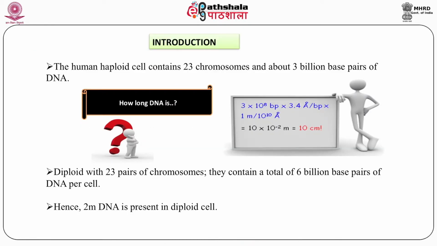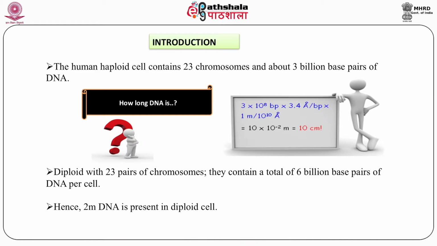The human haploid cell contains 23 chromosomes and approximately 3 billion base pairs of DNA are present in it. As the majority of human cells, except female ova and male sperms, are diploid with 23 pairs of chromosomes, they contain a total of 6 billion base pairs of DNA per cell. Due to this high number of DNA base pairs, and as the rise per base pair is around 0.34 nanometer, each diploid cell contains about 2 meters of DNA.